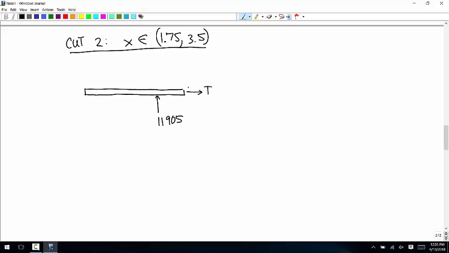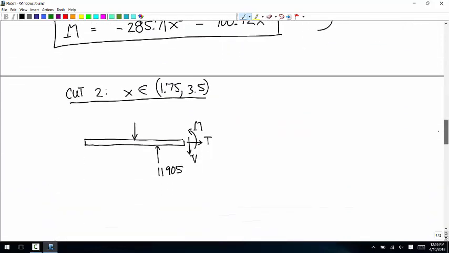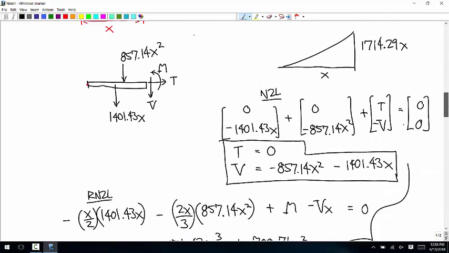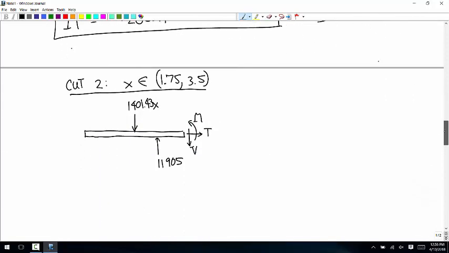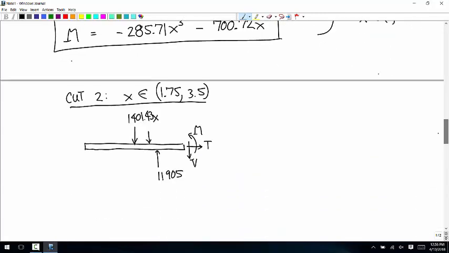And we have the internal loads. And then those two distributed loads, since those functions defining the distributed loads didn't change, nothing changed when we crossed over to this point with the triangular or the rectangular distributed load. So we're just going to include those the same way we did before. There's going to be a downward force from the weight of 1401.43x. And then there's also going to be the one at 2/3 x, 857.14x squared.